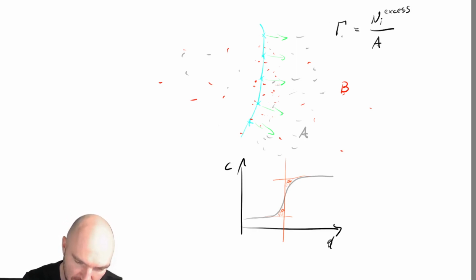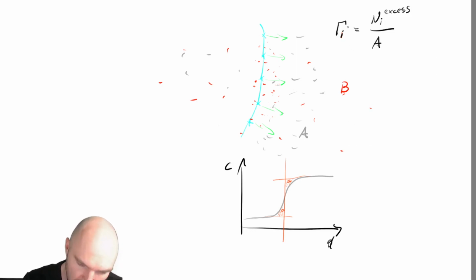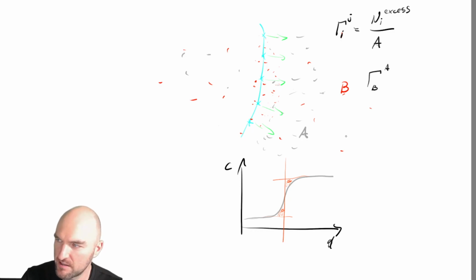So our Gibbsian interfacial axis is always the interfacial axis of a species I with respect to a species J. And in our case, that's A. So we would measure a gamma of B with respect to A. And this is a choice and thus not a thermodynamic value.